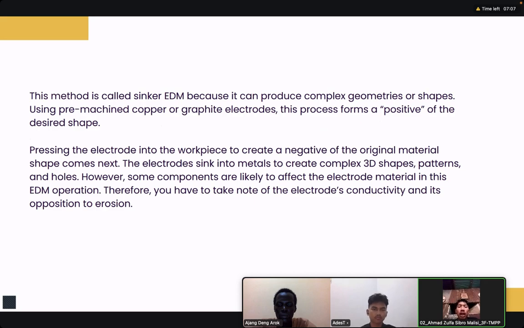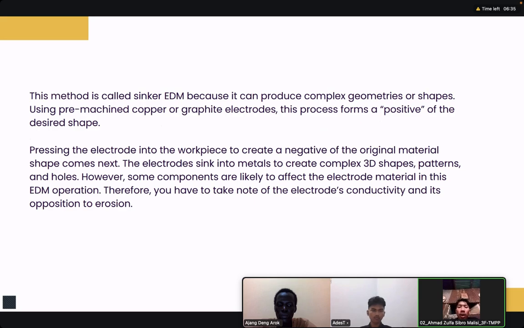This method is called sinker EDM because it can produce complex geometries or shapes. Using a pre-machined copper or graphite electrode, this process forms a positive of the desired shape. Pressing the electrode into the workpiece creates a negative of the original shape, making the electrode sink into metals to create complex 3D shapes, patterns, and holes.